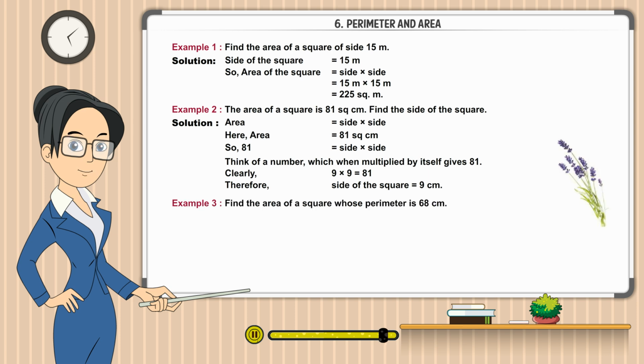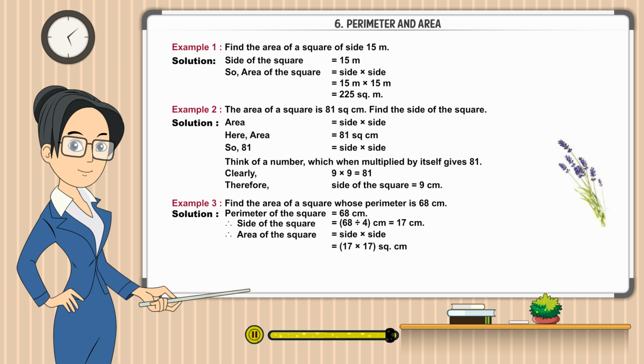Example 3. Find the area of a square whose perimeter is 68 centimeter. Solution. Perimeter of the square is equal to 68 centimeter. Therefore, side of the square is equal to 68 divided by 4 centimeter is equal to 17 centimeter. Therefore, area of the square is equal to side into side is equal to 17 into 17 square centimeter is equal to 289 square centimeter. Hence, the area of the square is 289 square centimeter.